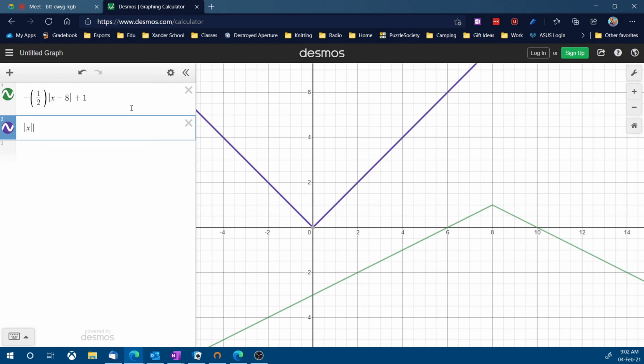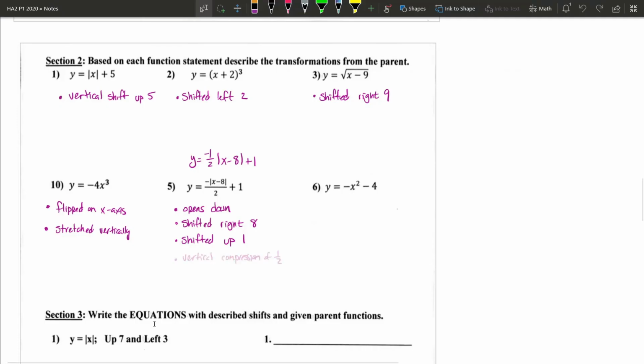So number 1, it opens upside down. Number 2, we shifted it right. Number 3, we shifted it up. And number 4, we vertically compressed it. And we can go back to our notes and write all that down. So this has got a lot going on. And if you can see all of that just by looking at it, you're in really good shape for this. That's really what our goal is here. That's probably the hardest question on here, to be honest.